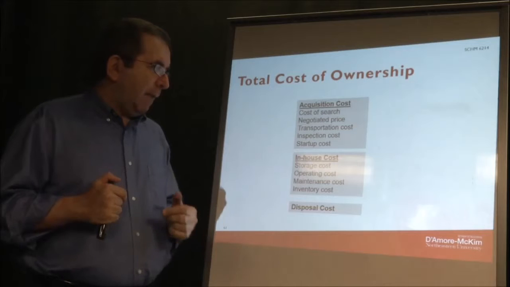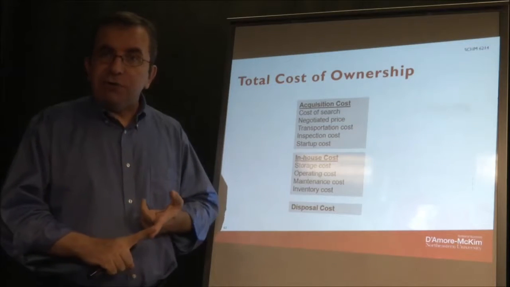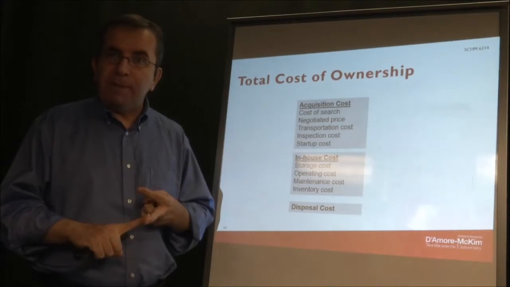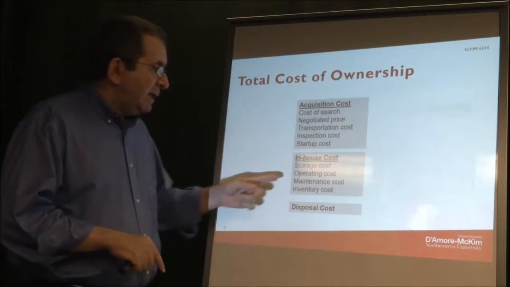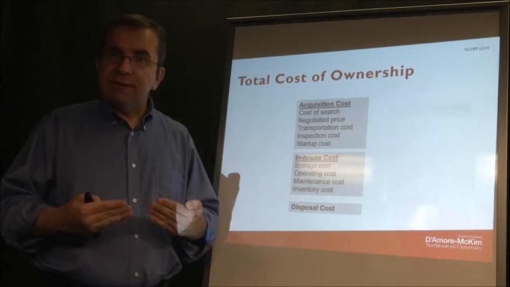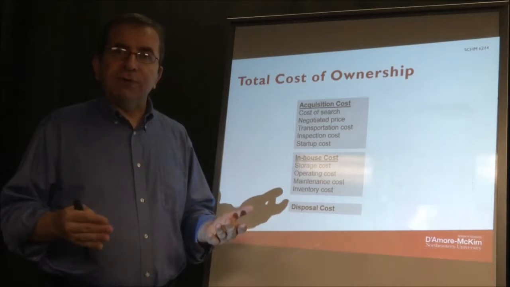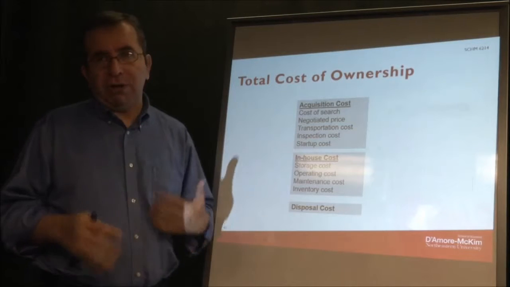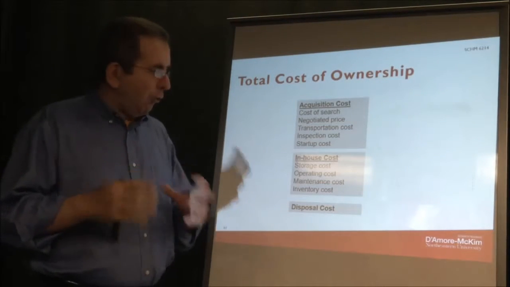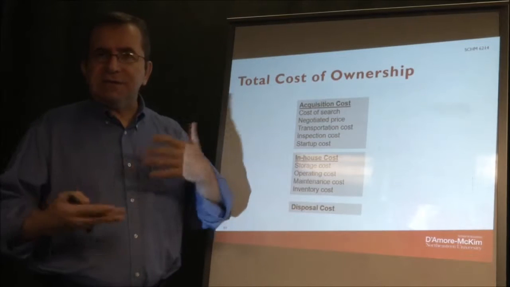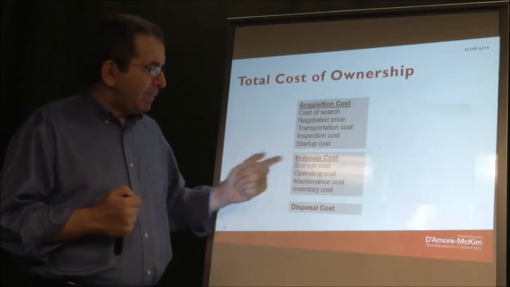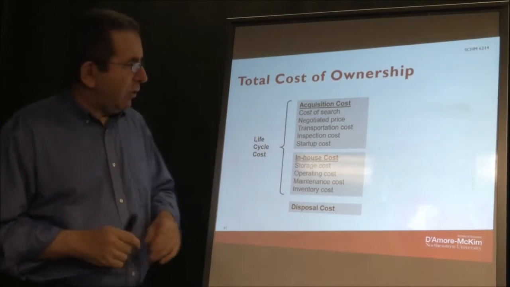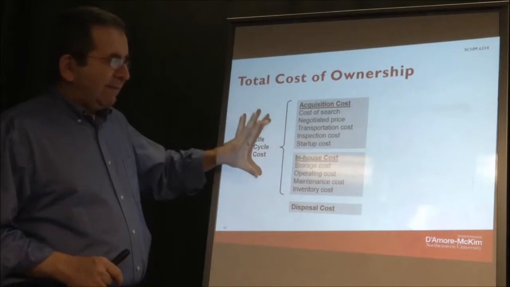Storage cost, operating cost, electricity that you use for this production equipment, the supplies you need for this production equipment, etc. And then you have the maintenance cost. You may need periodic maintenance for this production equipment and all these maintenance costs, and then inventory costs. So you need to have all these lubricants and all these supplies that keep the production equipment working. So these two are the life cycle cost.